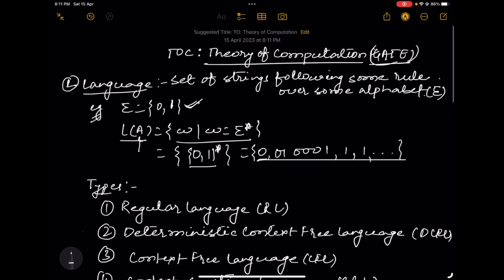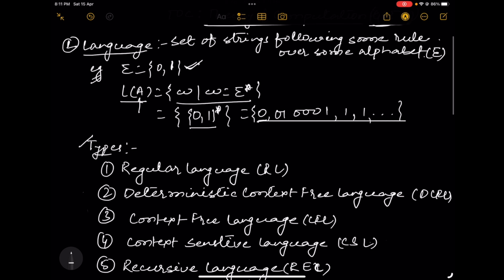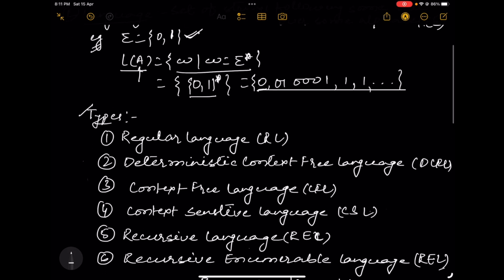The very next thing we have is the types of languages. We have 6 kinds of languages. First is regular languages. Second is the deterministic context-free language, DCFL. Third is the context-free language. Fourth is the context-sensitive language. Fifth is the recursive language. Sixth is the recursively enumerable language.